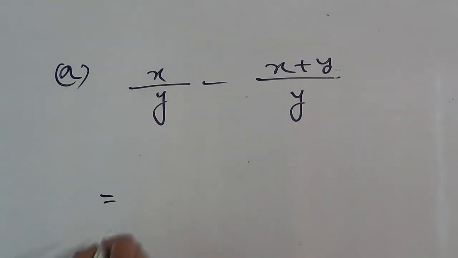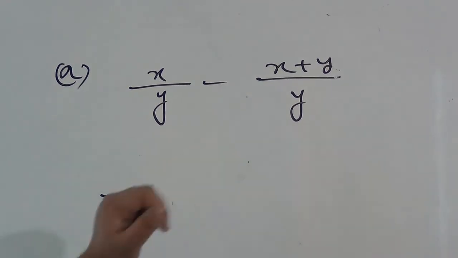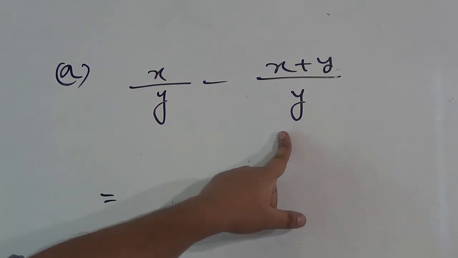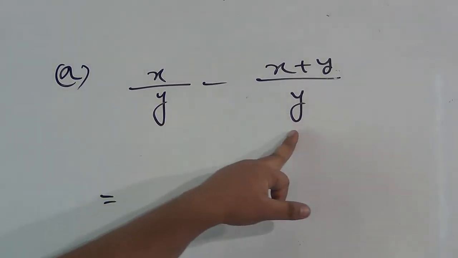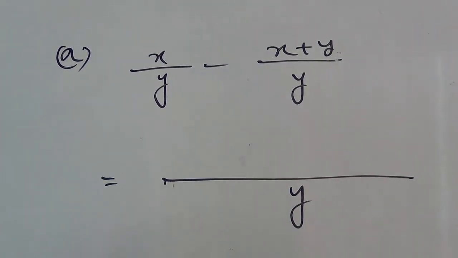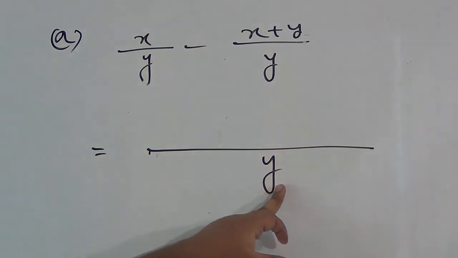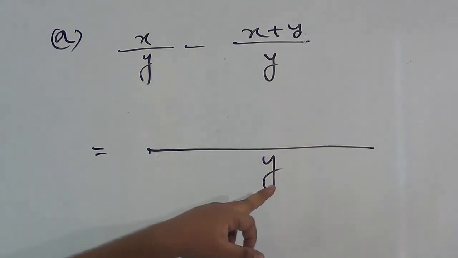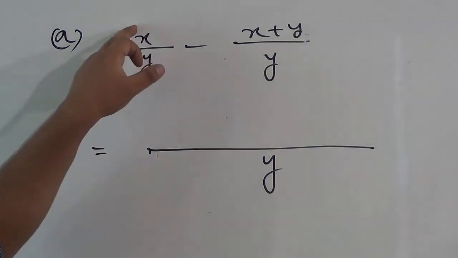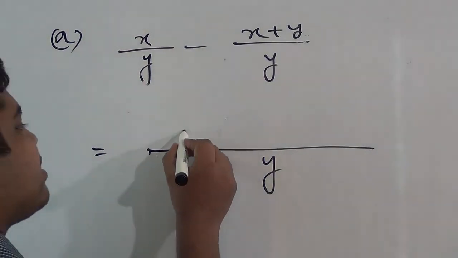In order to subtract these two expressions, at first we find the LCM of the denominators. Here denominators of the two fractions are y and y, and the LCM of y and y is y. So we write y as the LCM. Now we divide this LCM by the denominator of the first fraction. Here LCM is y and denominator is y. We divide y by y and we get 1. And this 1 is multiplied with this x and we get x. So here we write x.